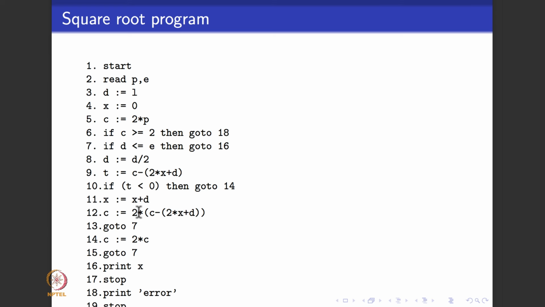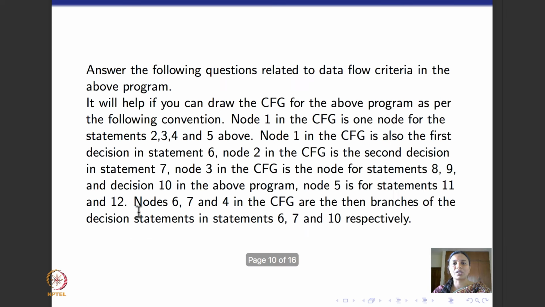The rest of the questions are aimed at helping you understand data flow coverage, and specifically, can we use any of the data flow coverage criteria that we saw to find this error, the error that says that statements 11 and 12 were indeed interchanged.